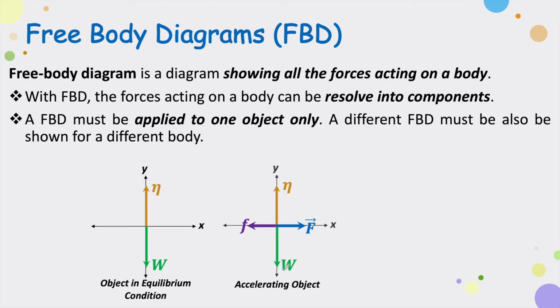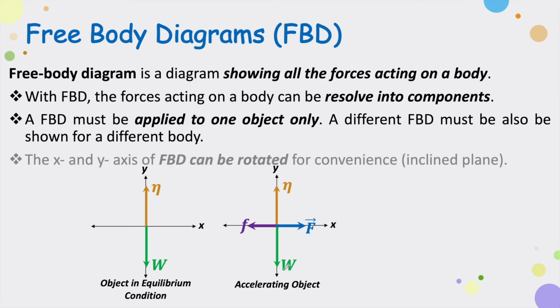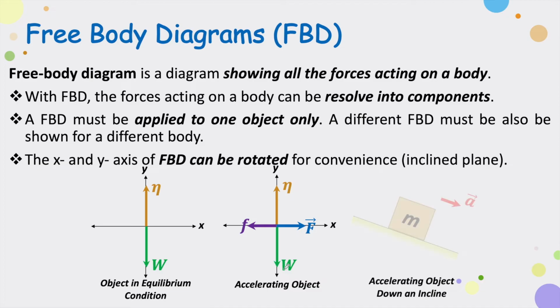Okay, so if you'll notice, and the next, what if the object is inclined? Most likely, your x and y axes will be rotated. So the tendency is that your normal force is perpendicular to the incline, in this direction. And then the weight is simply vertically downward. So the free body diagram would look like this: your x and y are rotated.